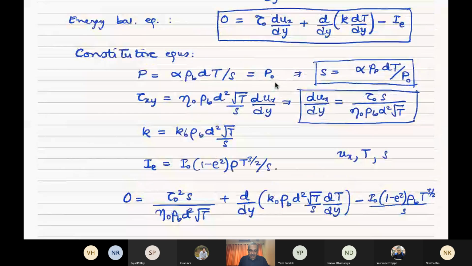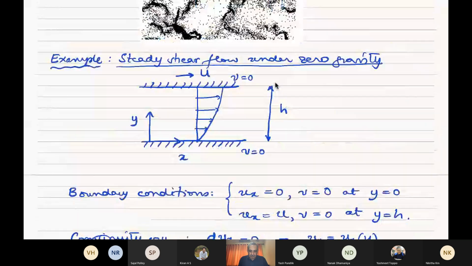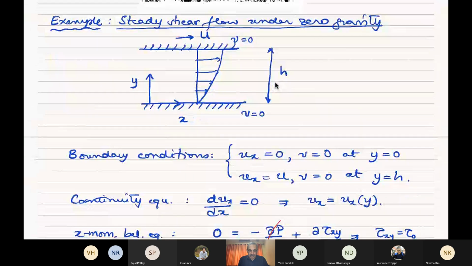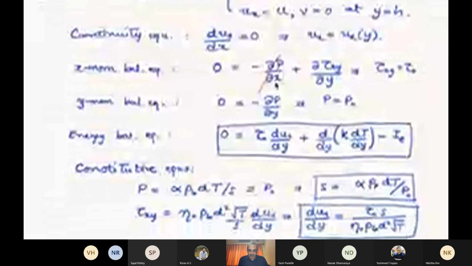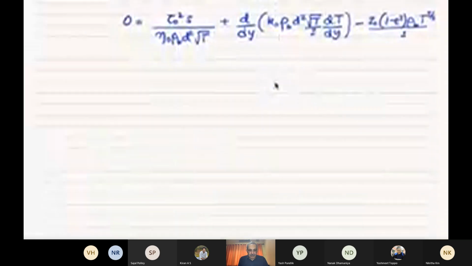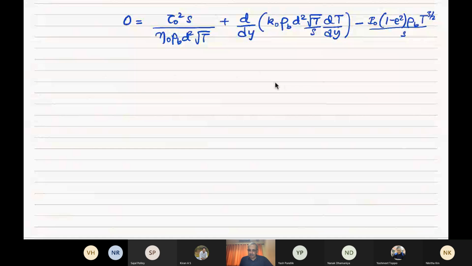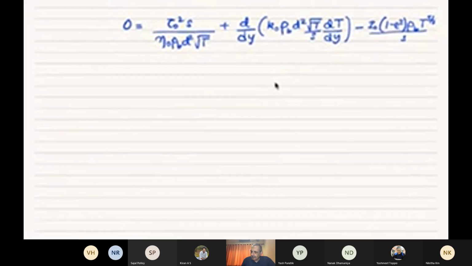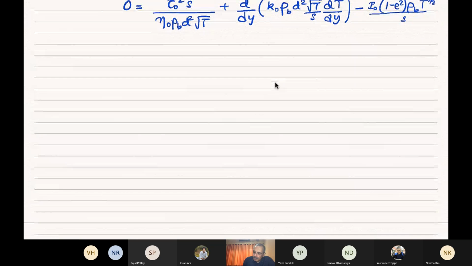Okay, so this is what we had done last time. We are looking at steady shear flow under zero gravity. And finally, we ended up with this equation. So let's continue from here.